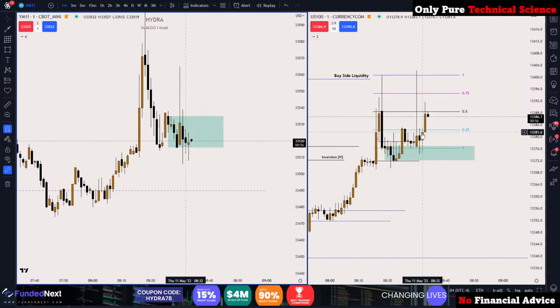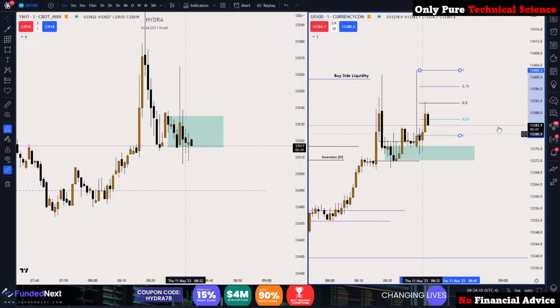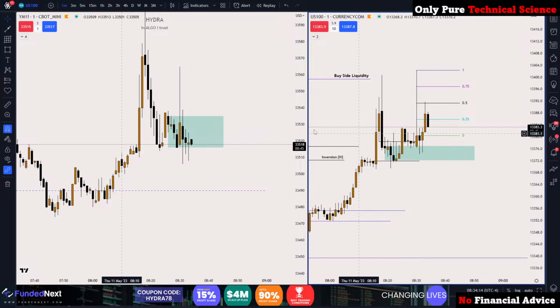Okay, on Nasdaq you can see that price came up. If I take the measurement into this week, price came up and hit the consequent encroachment of this week beautifully. So now we can expect to see a rejection in both pairs that will hunt sell side liquidity. That's what I'm expecting to see.